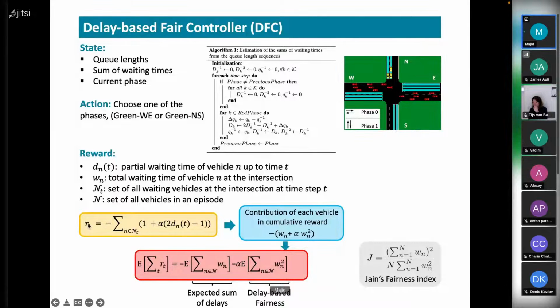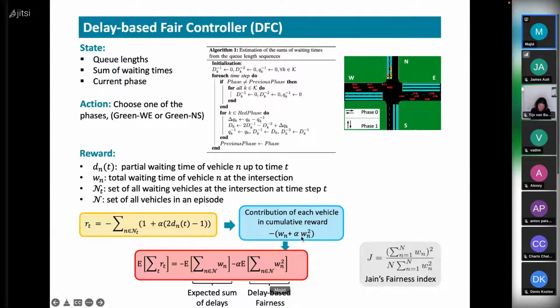Now we define the reward for time step t. It's the sum over all the vehicles that are waiting at the intersection at that particular time step, and for each vehicle, we compute an expression where d_n^t is the partial waiting time up to that time for vehicle n, and alpha is just a hyperparameter. To give you an intuition for the logic behind designing the reward like this, if we calculate the contribution of each vehicle in the cumulative reward, it is shown in the paper that for each vehicle it will be minus W_n, which is the waiting time of that vehicle, plus alpha times W_n squared. It considers the waiting time for that particular vehicle and its squared value.